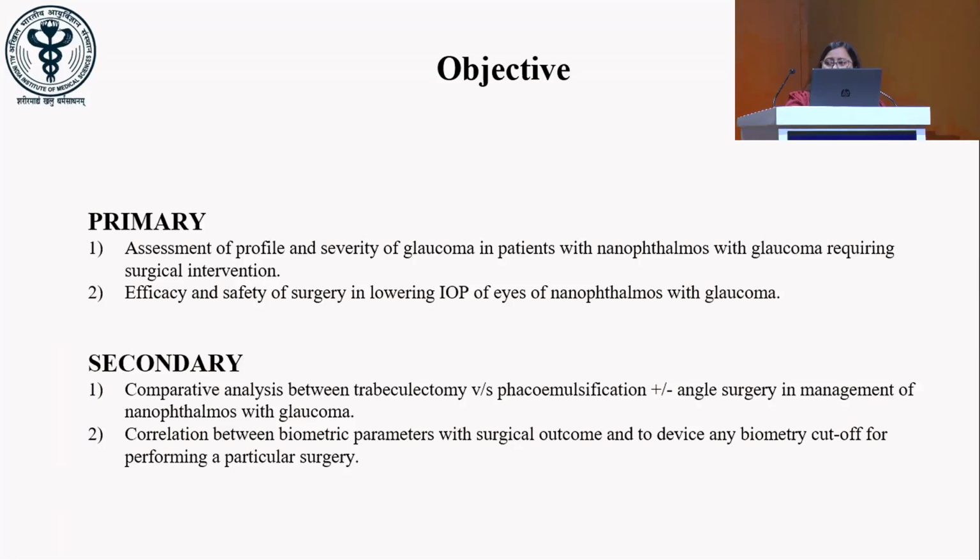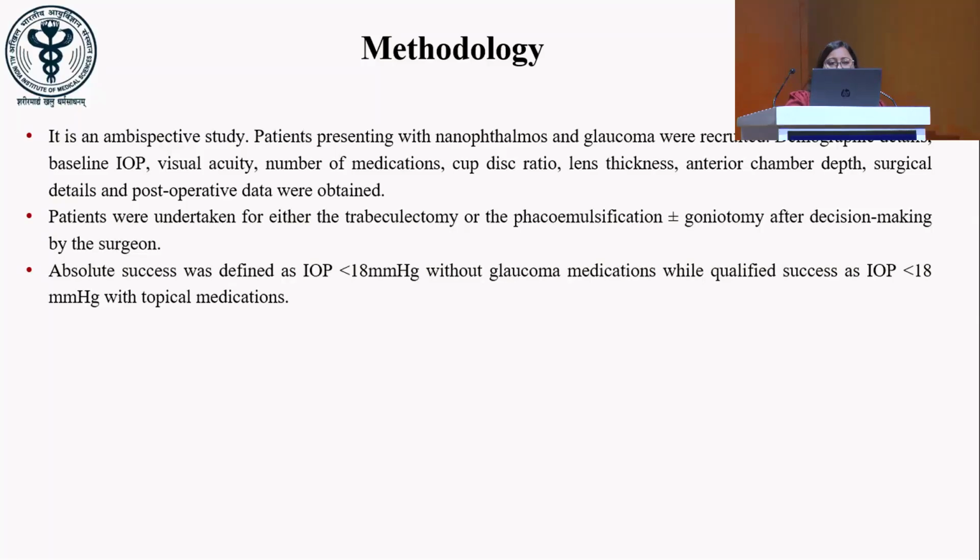The primary objective was to assess the profile and severity of glaucoma in these patients, and also to find out the efficacy and safety of surgery in lowering IOP in these eyes. So we did an ambispective study at our center. We recruited patients, and absolute success was defined as IOP less than 18 mmHg without the use of glaucoma medication, and qualified success when we used medications.